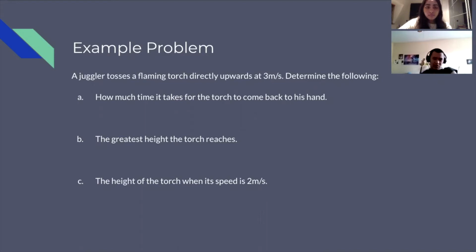Okay, so to find how much time it takes for the torch to come back to his hand, you use the formula t equals 2 times v initial divided by g, which you can derive from the other formulas, getting around 0.61 seconds.